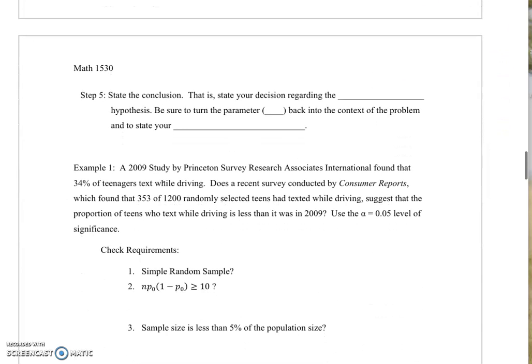And the last thing we do is state the conclusion. So we state our decision regarding the alternative hypothesis. And we have to be sure to turn the parameter back into the context of the problem to state our level of significance. And we'll pick up with the examples in the next video.